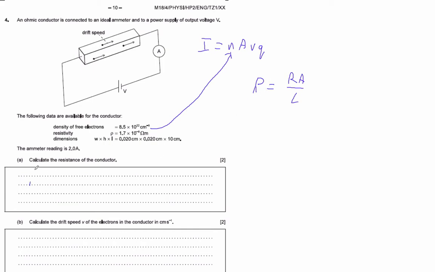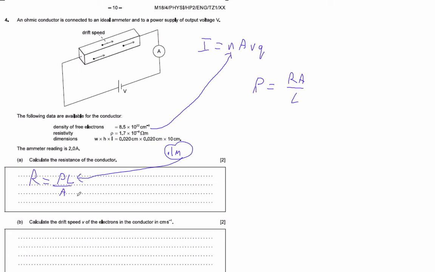Well, R is just going to be resistivity times the length divided by the area. So the resistivity is, let's see, what do we have? Oh, the length, the dimensions. 10 centimeters, so you're going to make this 0.1 meters, and then that'll be your length.